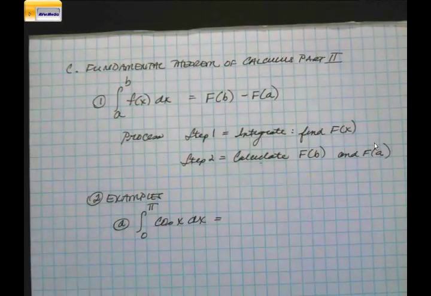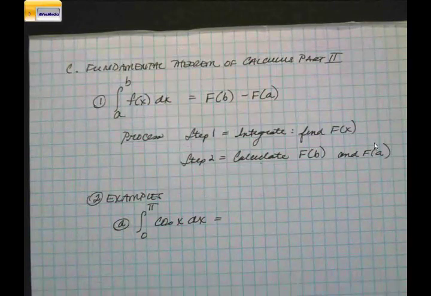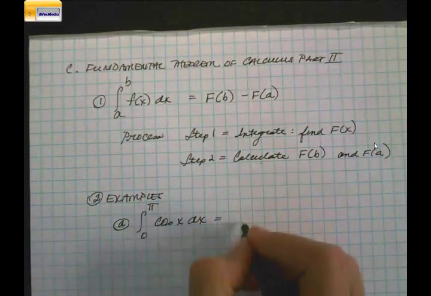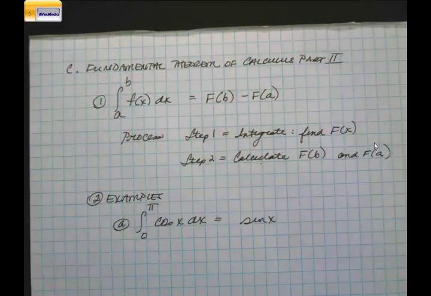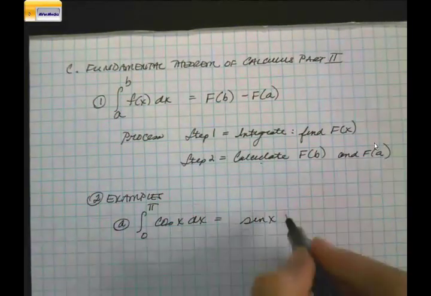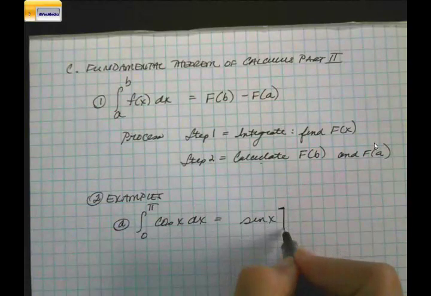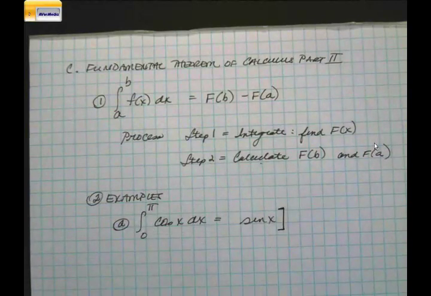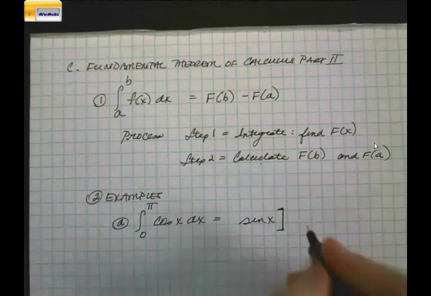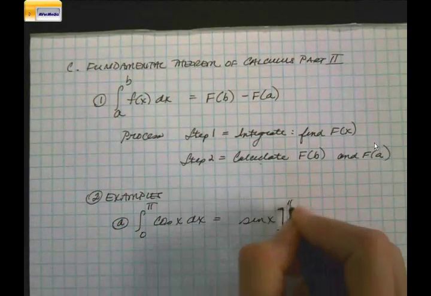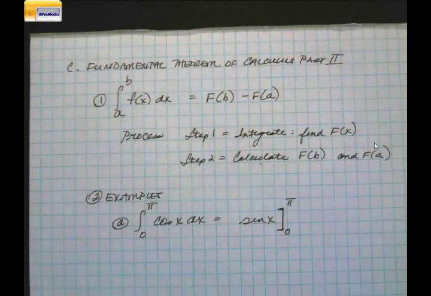Well, the first thing we say is, what is the integral of cosine x? Well, the integral of cosine x is what? Sine x, right? And here's the notation. The integral is sine x. And then you put this little square bracket, and you're finding this between the upper and lower limits of 0 to pi. That's your notation.